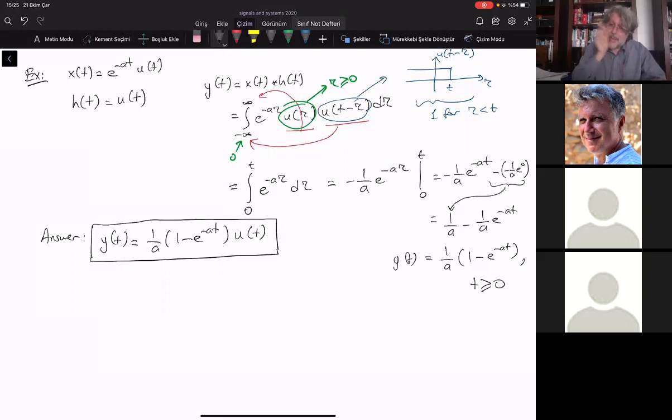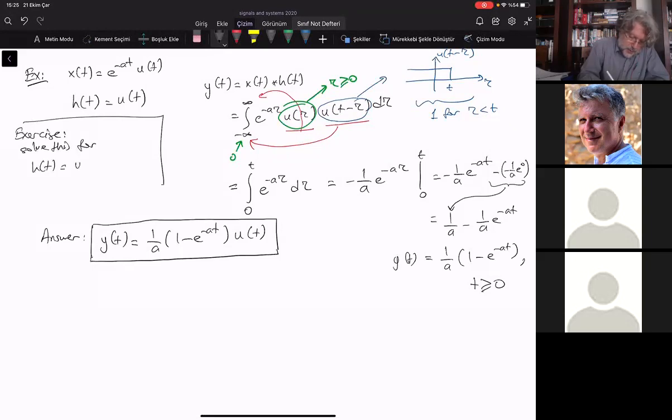And maybe that's a good exercise. Solve this for h of t is equal to u of t plus 2. It's a linear and time invariant system. Let's analyze some properties of this system. For example, is it a causal system?